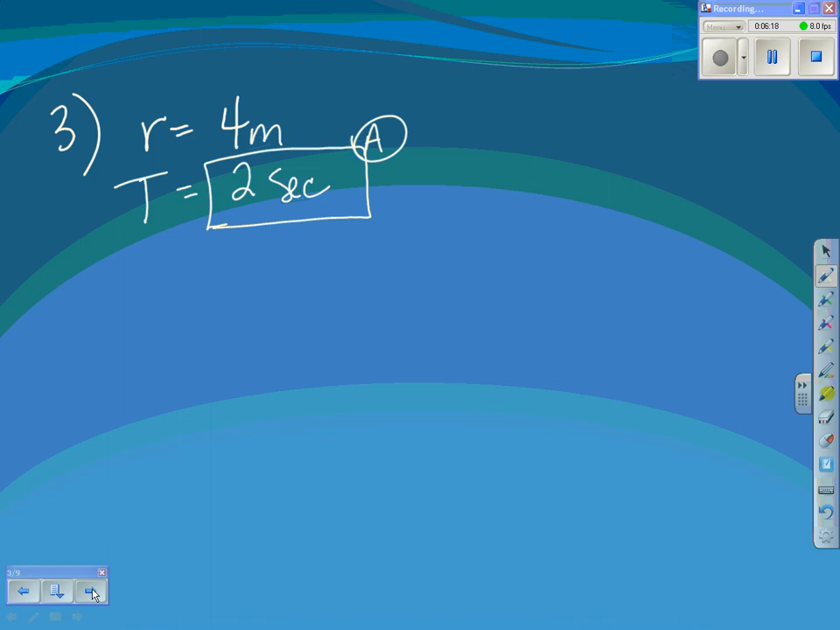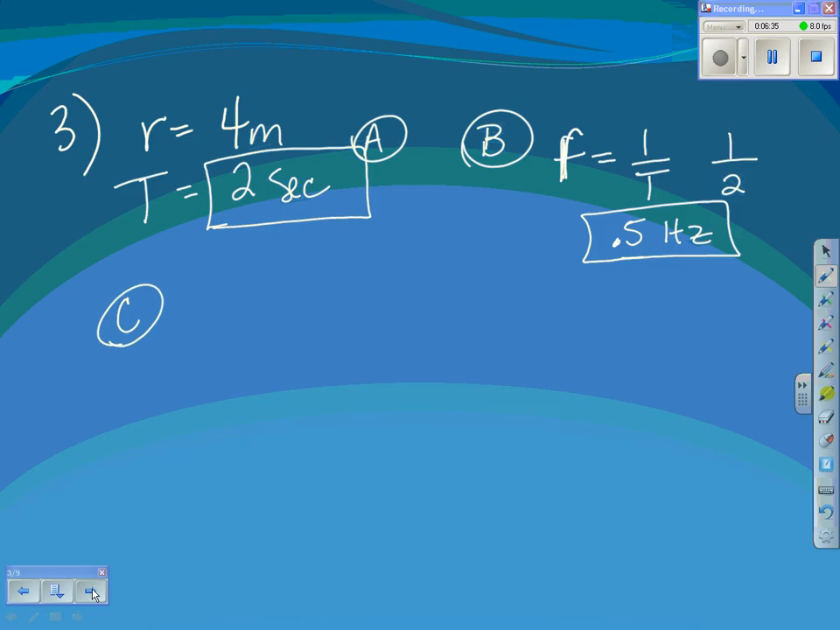What's the frequency? So B, it's the inverse. So frequency equals 1 divided by T. So 1 divided by 2 would give us 0.5 hertz.